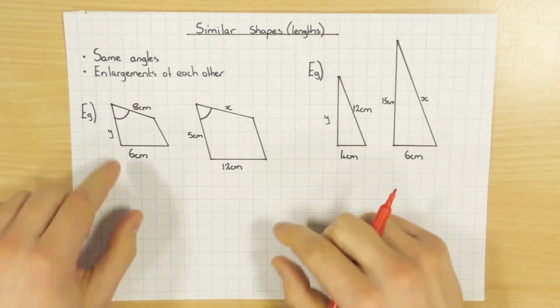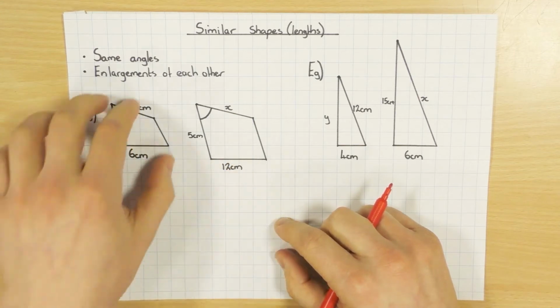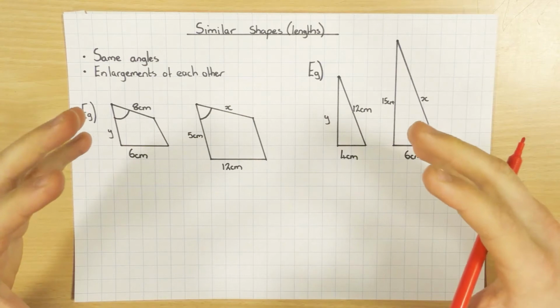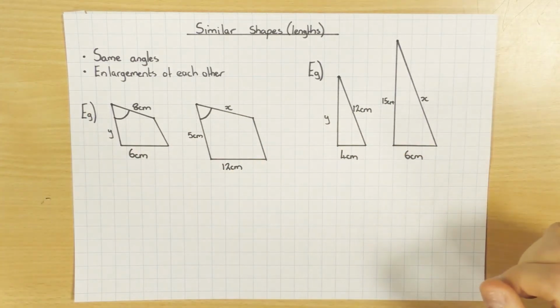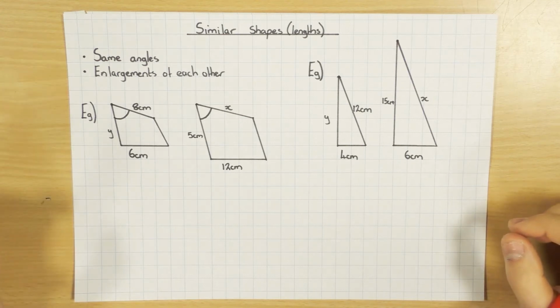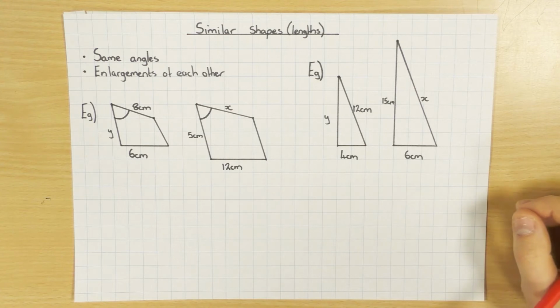So this one here is obviously going to be smaller because this side is 6, this side is 12, this one is smaller than this one, but it's just an enlargement. So all the angles are the same, it's just an enlargement. And as you might know from dealing with enlargements with transformations, you need to know what the scale factor is. And there's no difference here, we still need to know what the scale factor is.